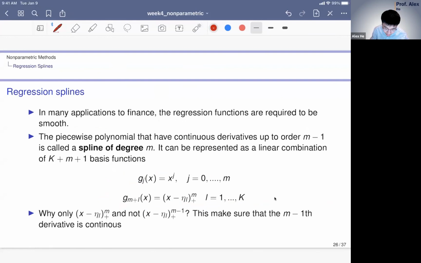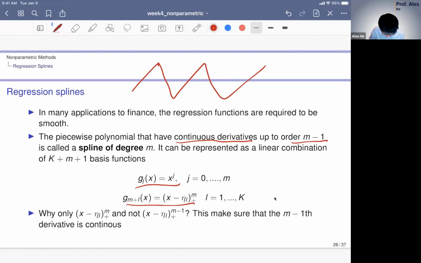So what this says is that in many applications, we want that to be smooth, like if you do option pricing. And then we also want to have continuous derivatives. So we don't want to have some function that's like this and this, then this and this, right? So that would be knife edge. And then at this point, there's no derivative, right? Because it's not really smooth at that point. So if we want to have a smooth function up to a degree of m minus 1, then we want to choose our basis functions like this.